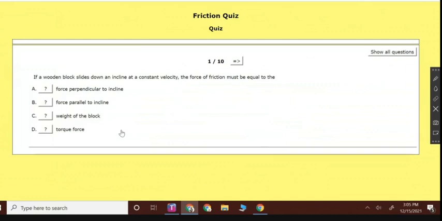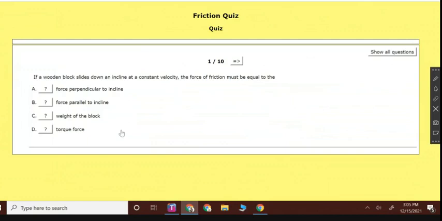You going okay, girls? You want to start doing it together? Okay, we'll do it together. Ready? Okay, as a wooden block slides at constant velocity, whenever you see friction and constant velocity, what's that? The friction force must be equal. So this is something that you memorize.